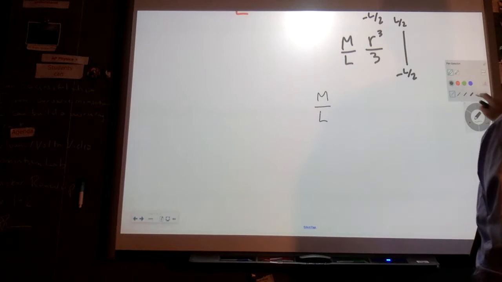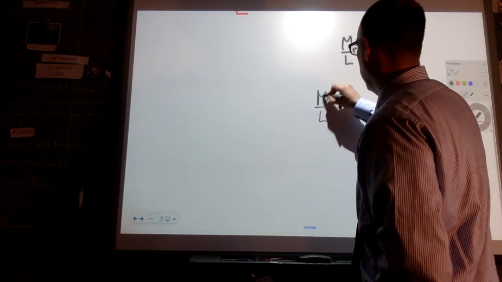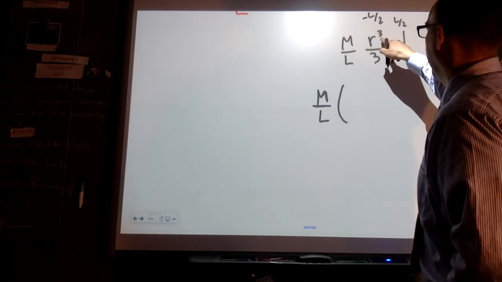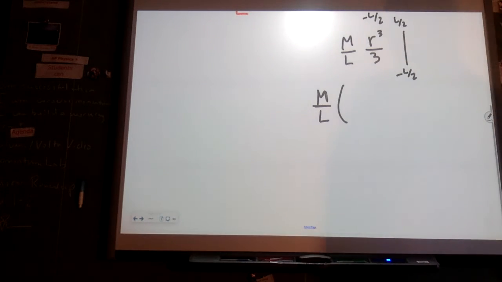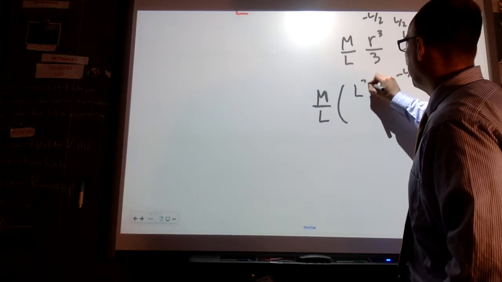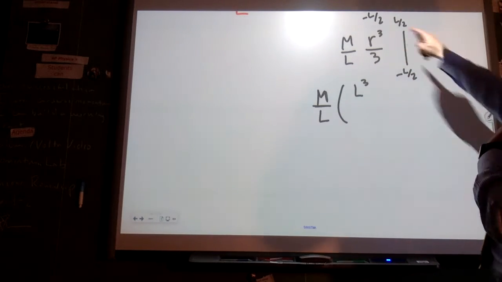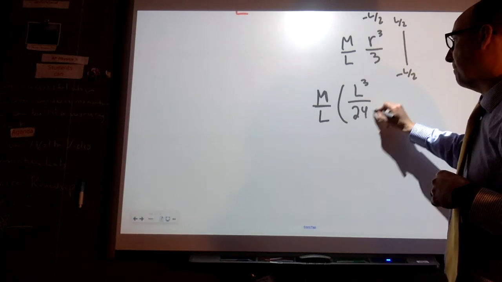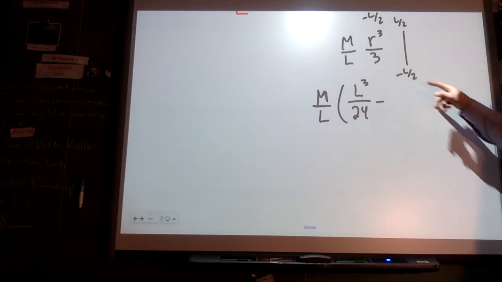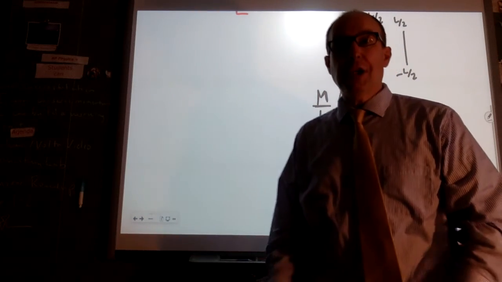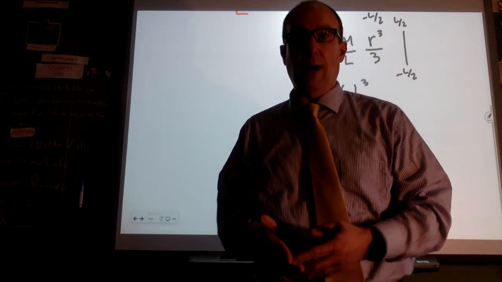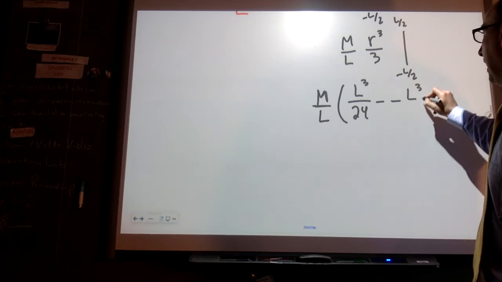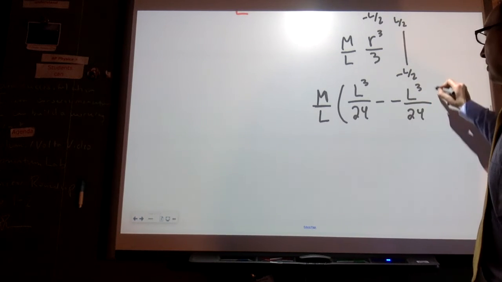Okay, so I'm going to have M over L. I have M over L, and then I have L over 2 cubed over 3. So that's going to be L cubed on the top. 2 cubed would be 8, and 8 times 3 would be 24. So I have L cubed over 24 minus. Now, this negative L over 2, when it's cubed, is going to be a negative value as well. And so this is going to end up being negative L cubed over 24.